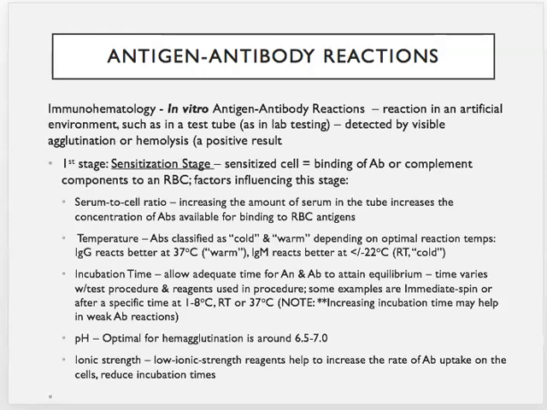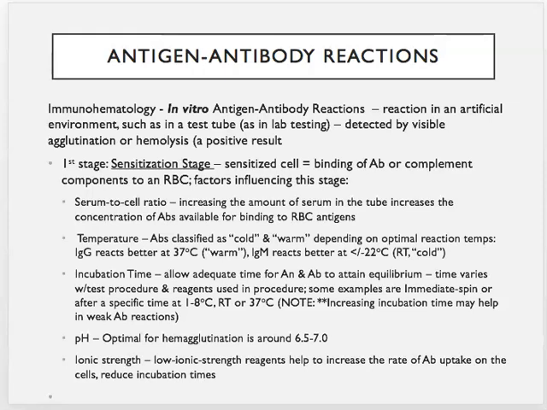So hemagglutination occurs in 2 stages. We've got sensitization and then the lattice formation step. In the sensitization step, you've got a sensitized cell. What's happened is there was binding of either antibody or complement components to a red cell. Some factors that can influence that sensitization stage: the serum to cell ratio. If we increase the amount of serum in the tube, it increases the concentration of the antibodies that are available to bind to those red cell antigens.